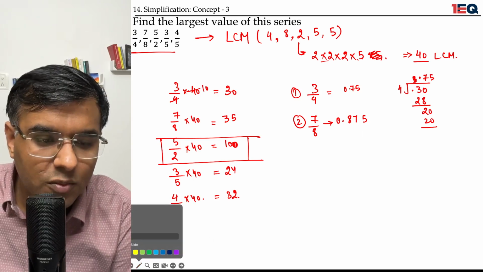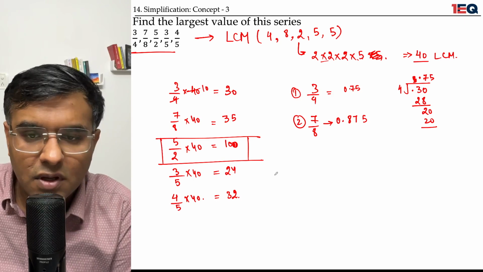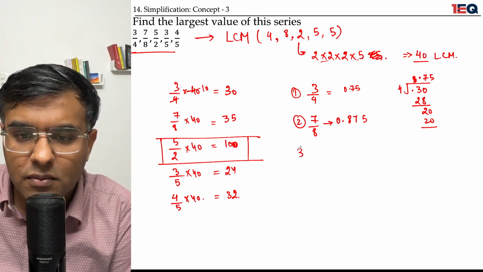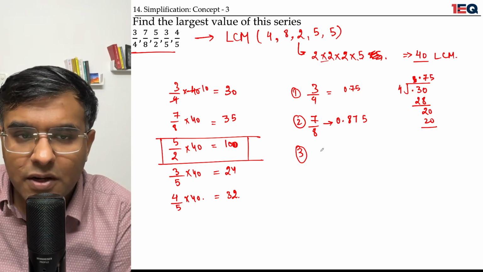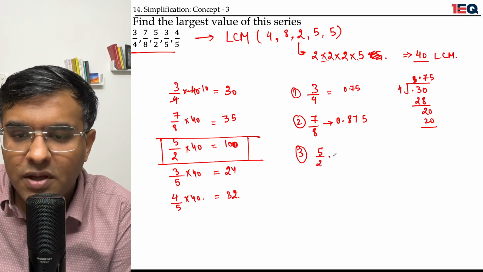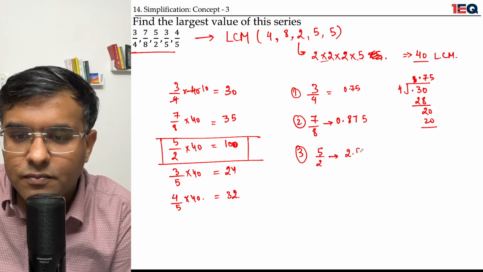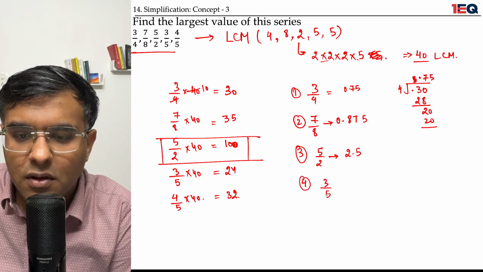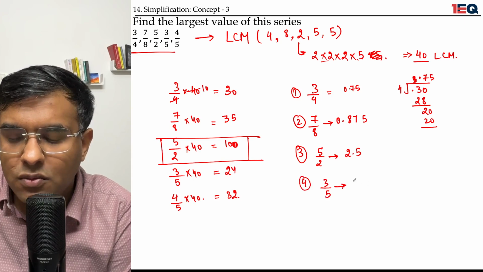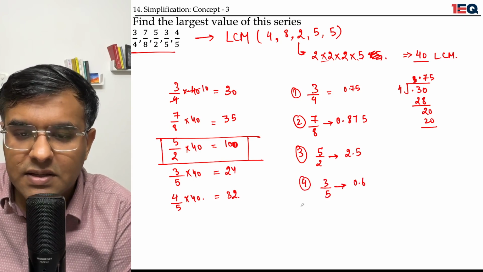0.875 is the output over here. If you've attended my lectures on percentages, you'd be well versed with this. 5 by 2 comes out to be 2.5. The fourth one is 3 by 5. 1 by 5 is 0.2, so 3 multiplied by 0.2 is 0.6.